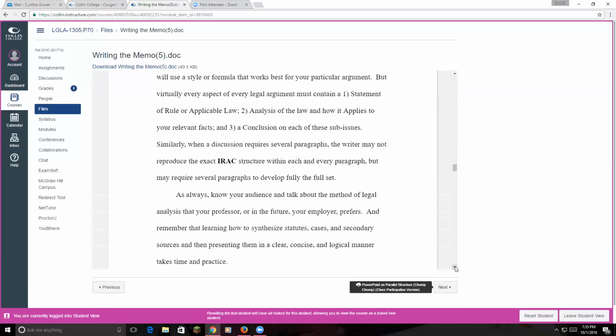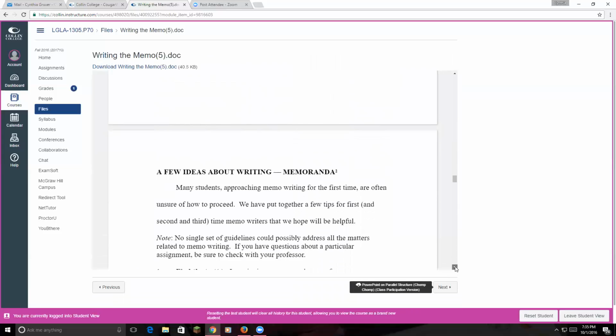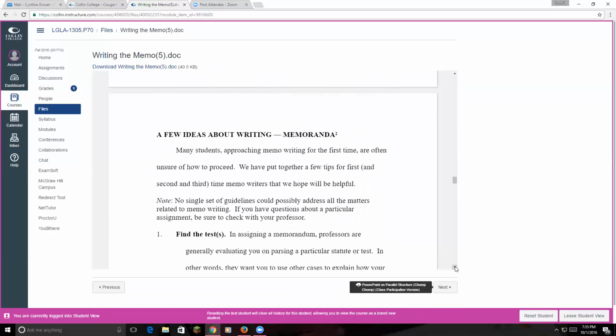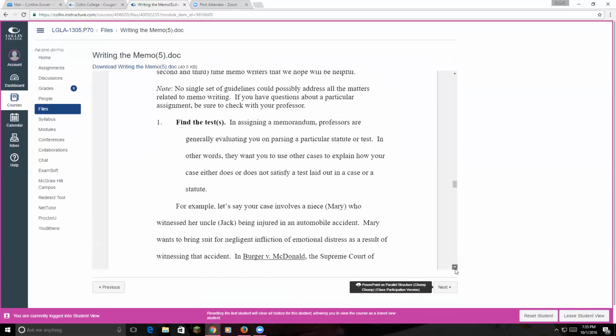Let's see if there's anything else we need to talk about. So here are some other things to keep in mind. Find the test, the legal tests. Find the statute or the case that identifies the test.